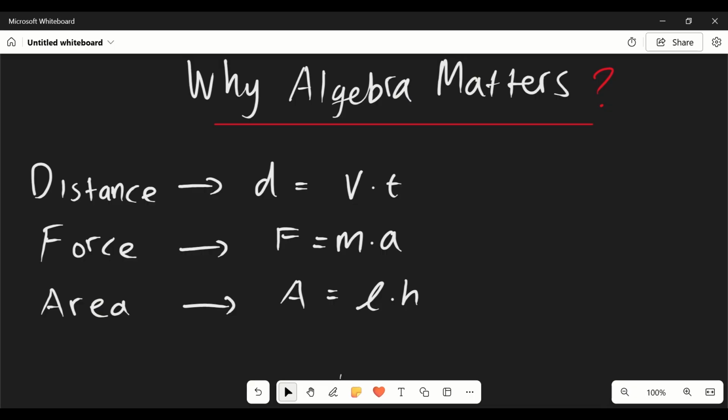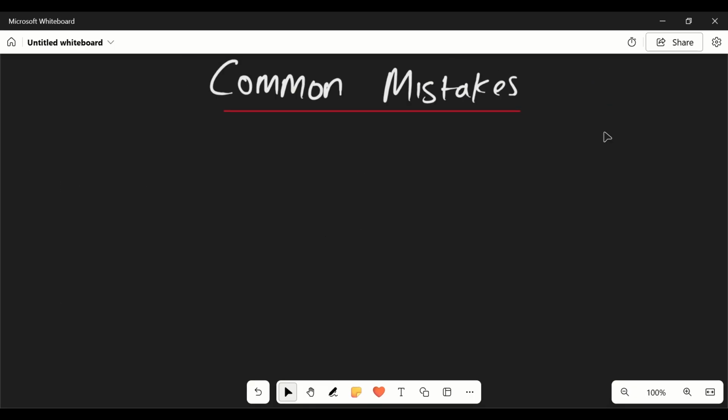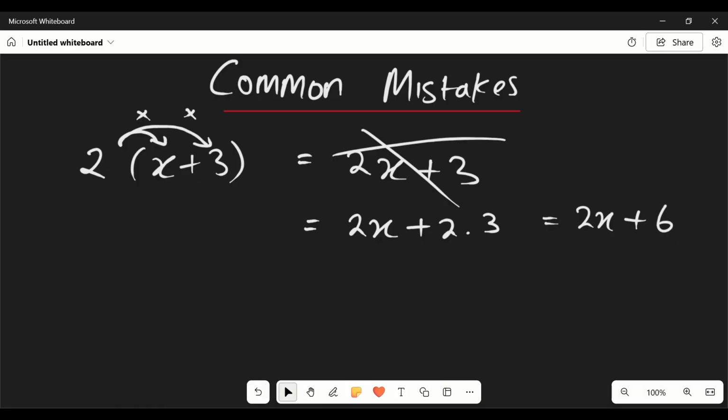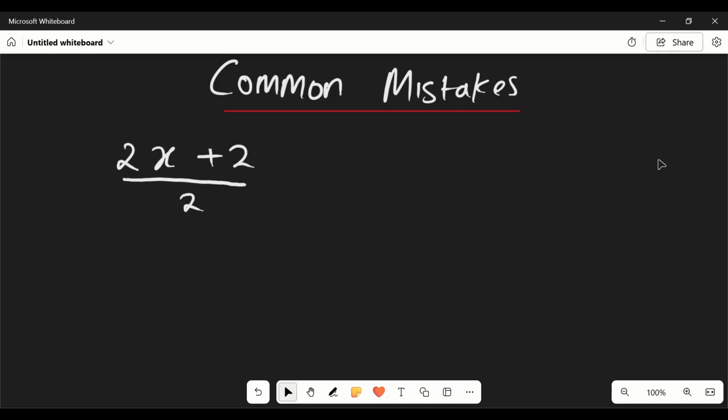That's why algebra matters. Some of you may forget distribution, like this, but your answer is wrong, because you must multiply both numbers. It becomes this. This is the most common mistake for beginners. If you still do this, then change your habits.